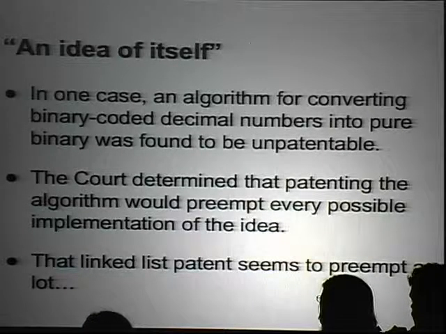In my personal belief, I think that doubly linked list would count as an idea of itself. Even though it has the word a computerized list, I think it's pretty clear that you cannot implement this kind of data structure in any way now because of this patent.